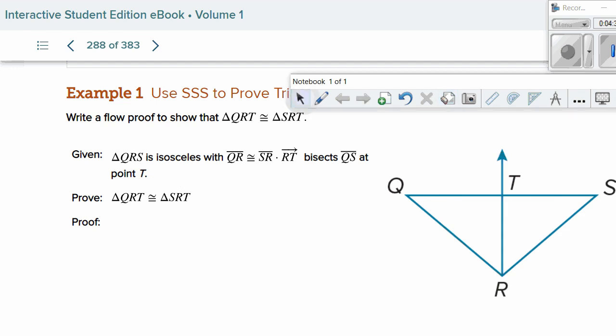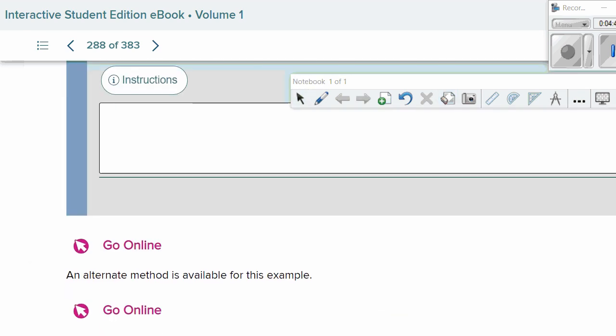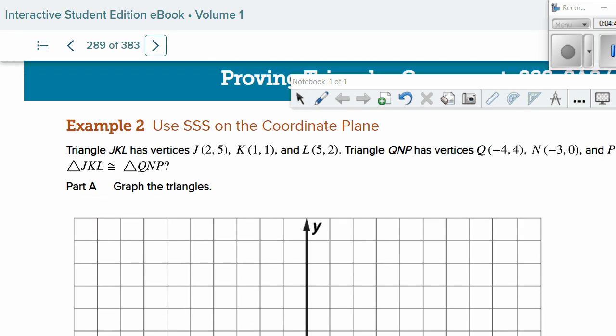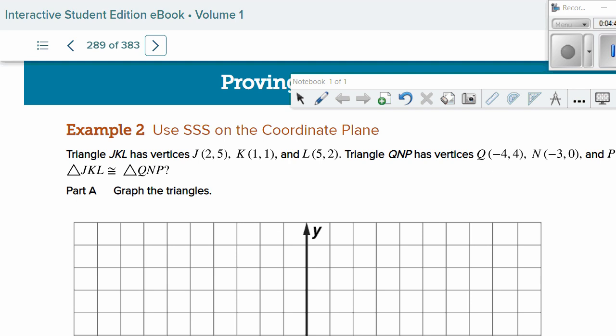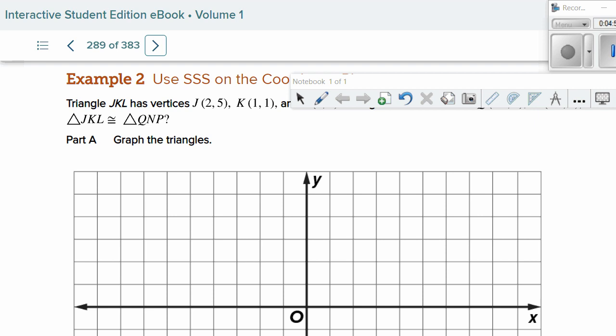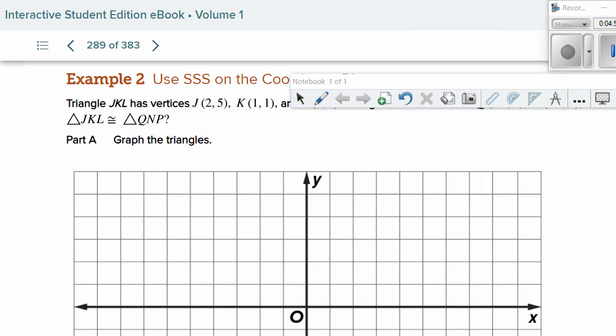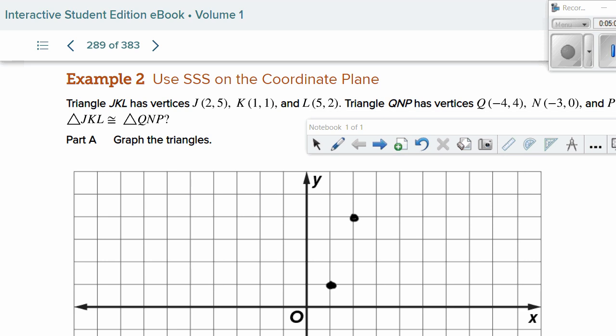All right. Taking a look at this particular one here. Sorry, I got to go to the next page. They want me to go ahead and graph these two triangles on the graph, okay? So I'm going to give you a second to do that. And label them too, with the letters. And I did that.